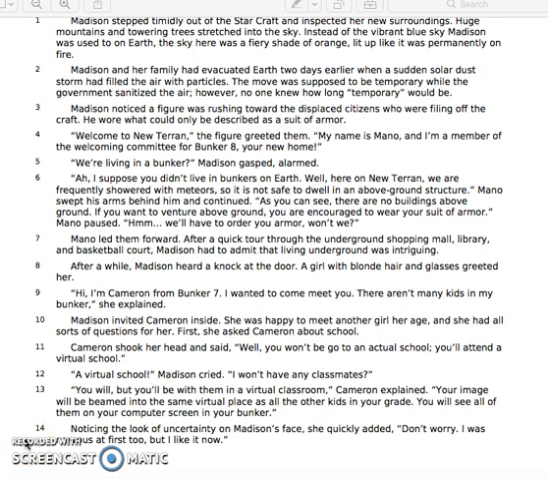Noticing the look of uncertainty on Madison's face, she quickly added, "Don't worry, I was nervous too, but I like it now." All right, so in those last couple of paragraphs, you need to think about what's a possible new problem that Madison had, and how did her friend try to help her solve the problem. Press pause to write down your answer and play when you're ready to turn the page.